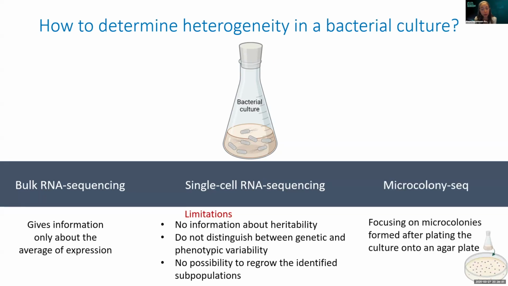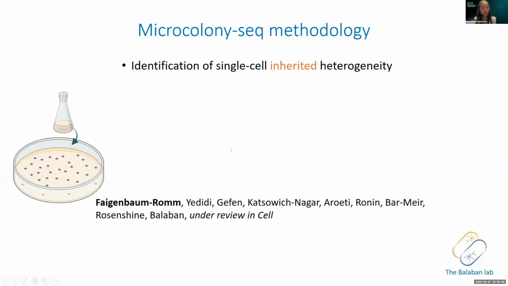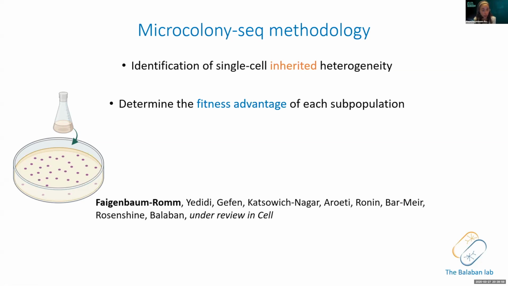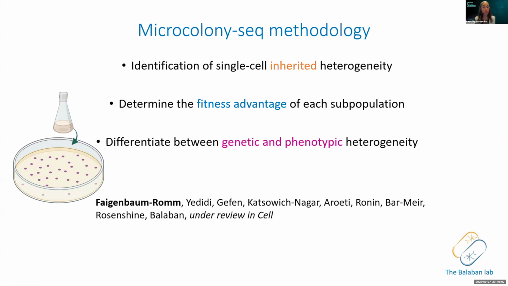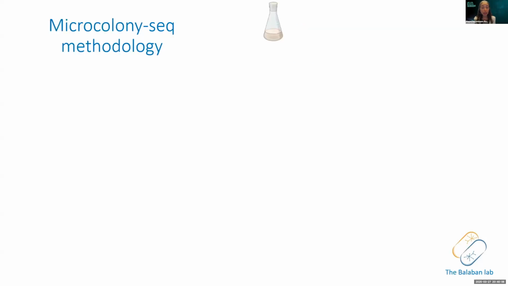So we developed microcolony-seq. Our method focuses on microcolonies formed from the original culture. And more specifically, our method aims to detect single-cell inherited heterogeneity. We want to be able to determine the fitness advantage of each subpopulation and also to differentiate between genetic and phenotypic heterogeneity. So our method starts by simply plating the culture you want to know heterogeneity in on an agar plate.